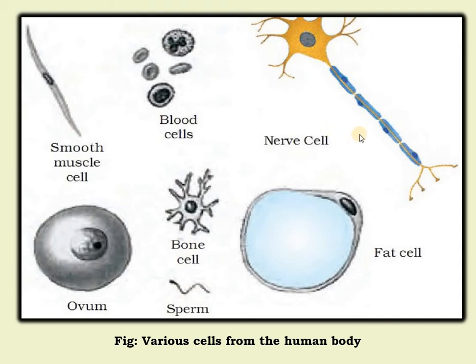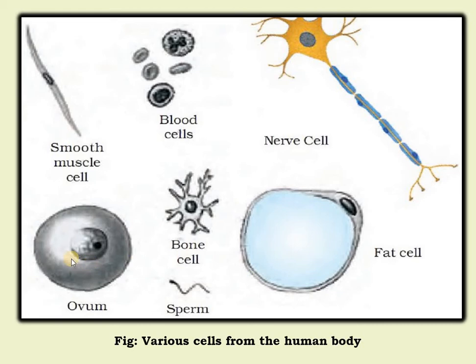If we talk about the nerve cell, you can see that they are long, basically to conduct nerve impulses to distant parts of the body and to the brain. Then the bone cell is stellate, with rays coming out from all sides, so it provides a lot of strength to the body. The fat cell is very big because it has to store a lot of fat, and that is why it has this kind of structure.